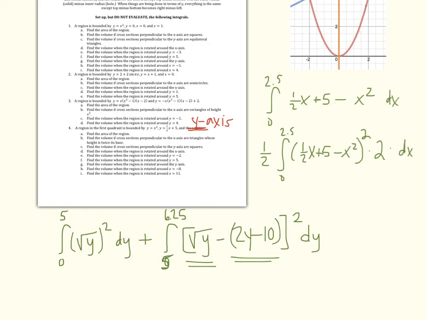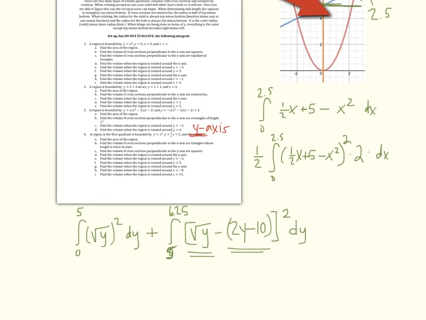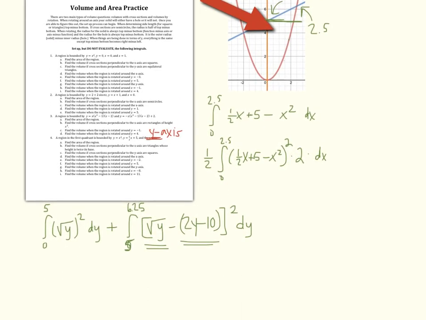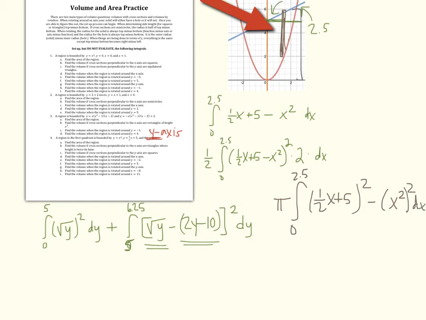Okay, find the volume when the region is rotated around the x-axis. Okay, so I want to rotate that around the x-axis. If I draw a rectangle, clearly there's a hole. It's going to be pi, integral from 0 to 2.5, outer minus 0 squared, minus the hole. So we have outer minus the hole.